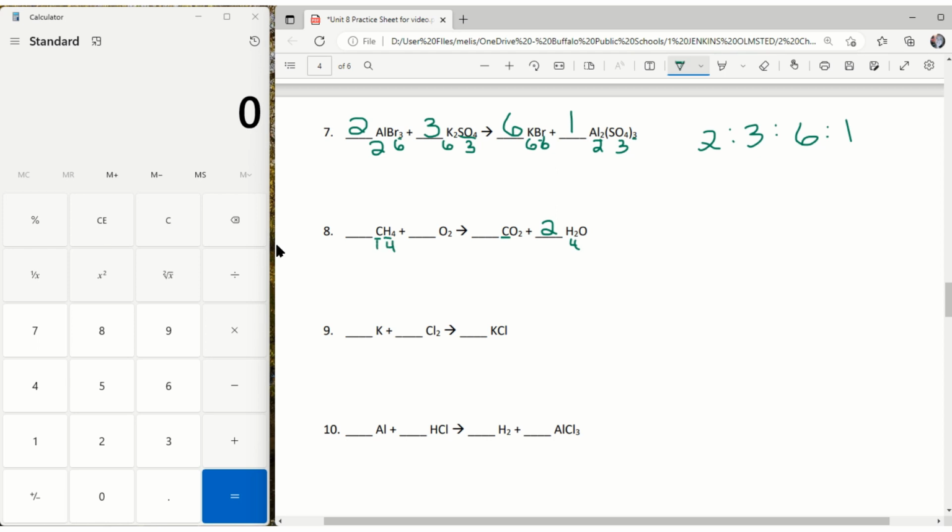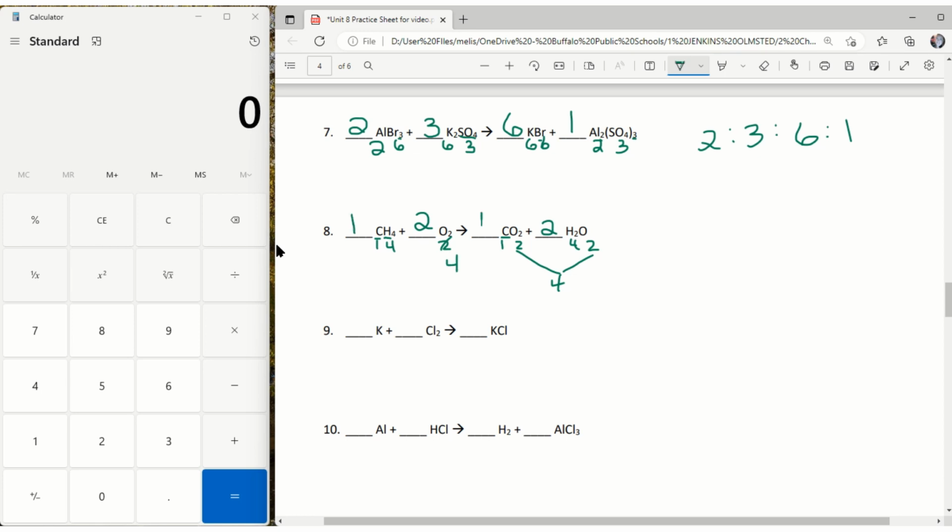1C, 1C. O's is complicated because look, over on this side, I have 2 O's. And right here, I have 2 O's. So that gives me 4 O's altogether. On this side, I have 2. So if I put a 2 here, now I have 4. And that's it. I'm balanced.